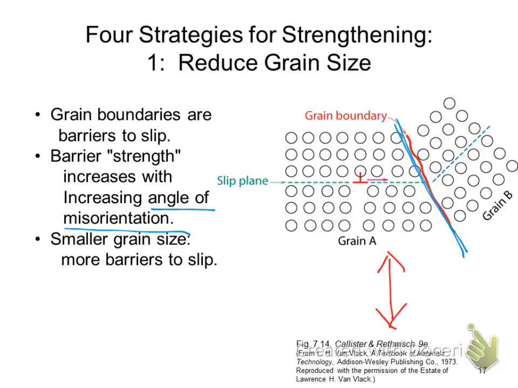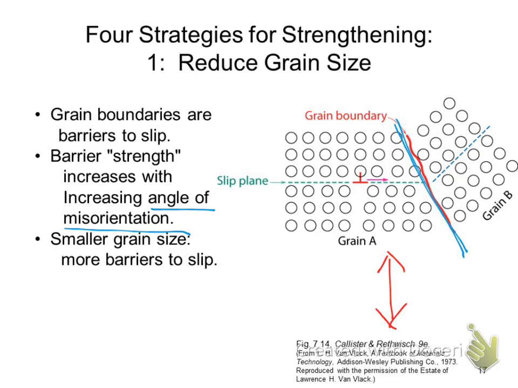The smaller those grains, the more barriers there are to slip, and the more of them there are, we have more barriers overall and a higher likelihood of more misorientations.